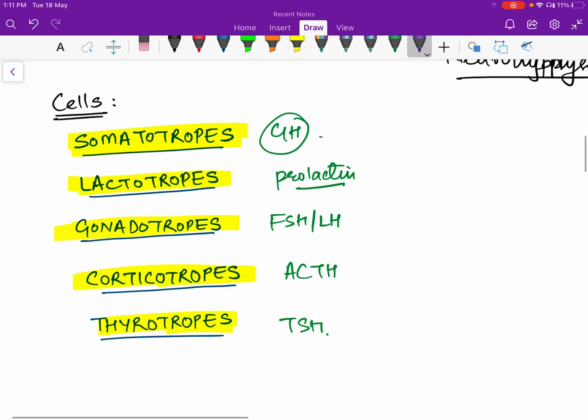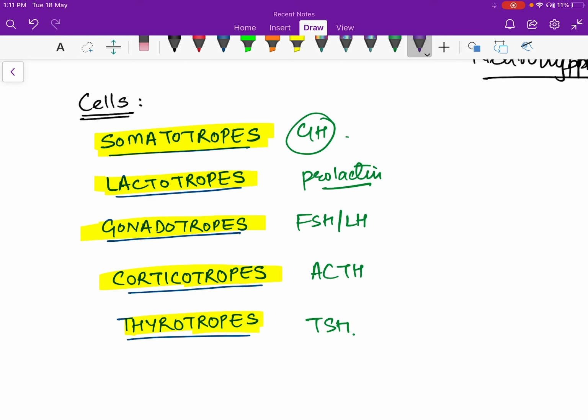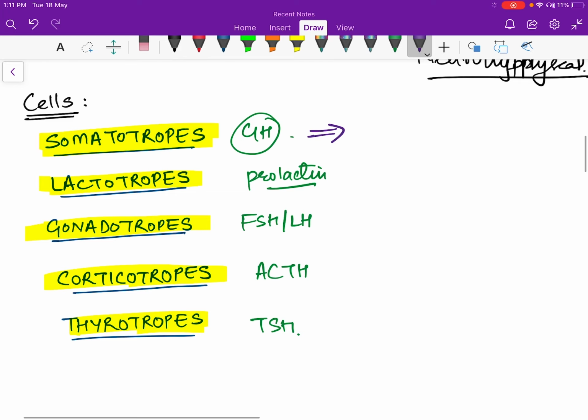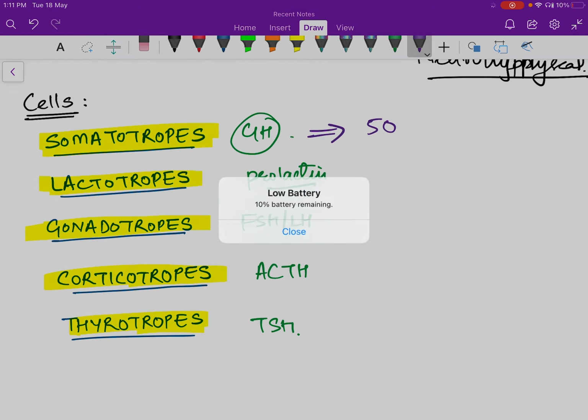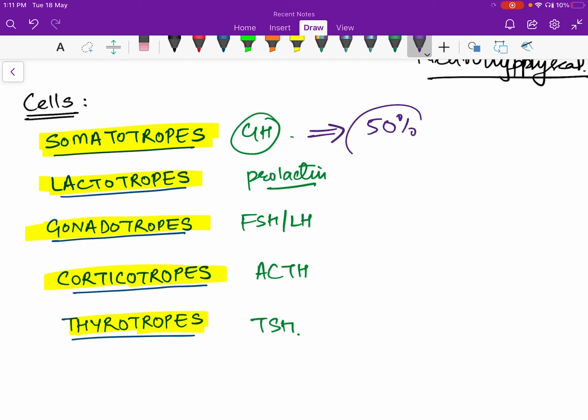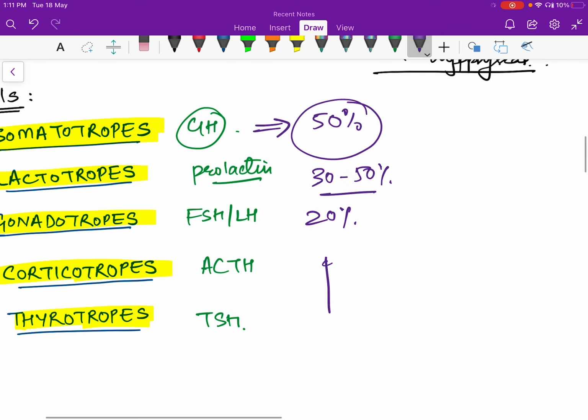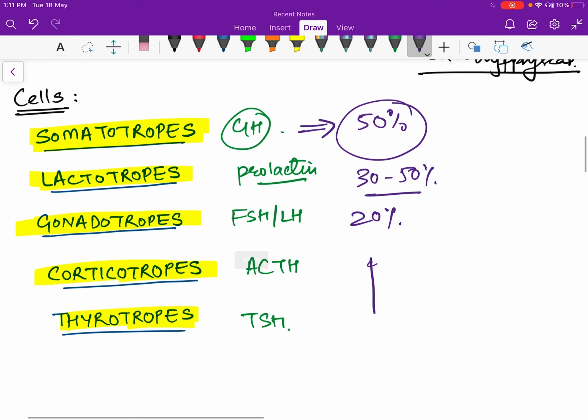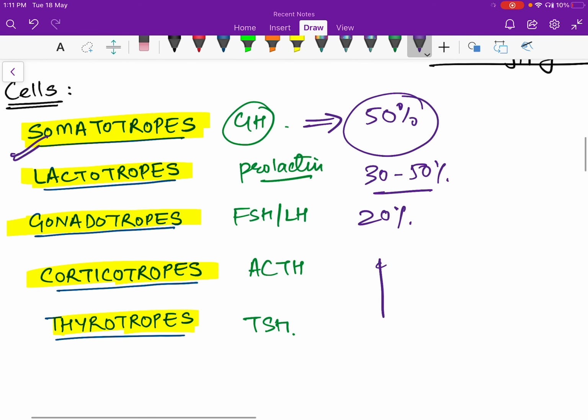Try to remember them in this sequence only, because somatotrops constitute almost 50% of the cells in the anterior pituitary. Lactotrops constitute almost 30 to 50%, and gonadotrops almost 20%, and the rest are in small numbers, as you can see. So the maximum number of cells in the anterior pituitary are somatotrophs, followed by lactotrophs, followed by gonadotrophs.